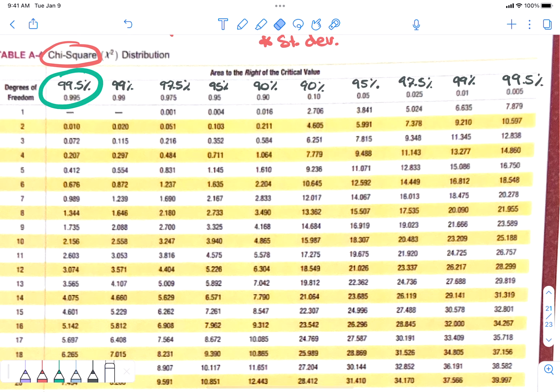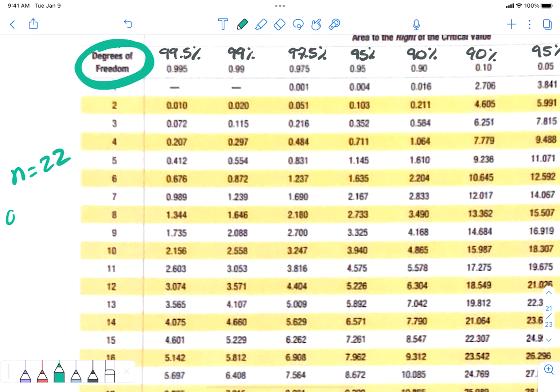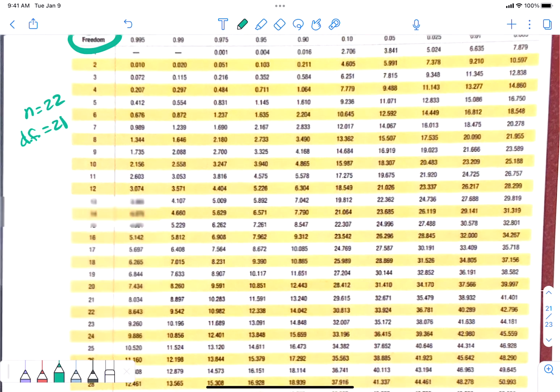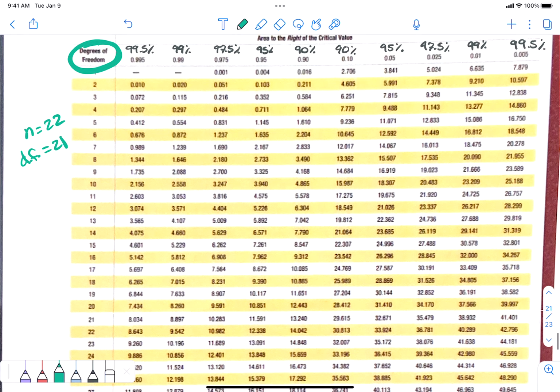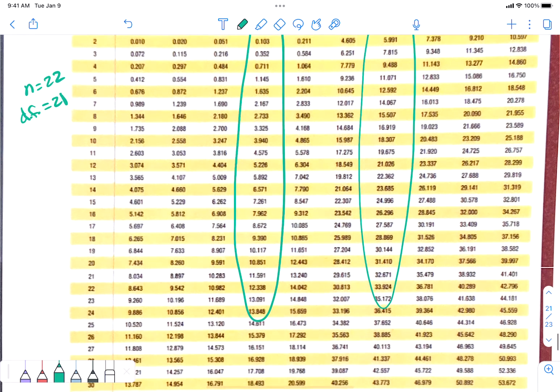And then, what number do we look up on the side? This guy says 21 degrees of freedom. Okay, N is 22. Degrees of freedom, still the same as the way we calculated it before, right? If N is 22, our degrees of freedom is 21. So we go down to 21 degrees of freedom, and do we do 99%? I forget already. 95, thank you. 95% is this column right here and this column right here. Okay, we want to go 21.